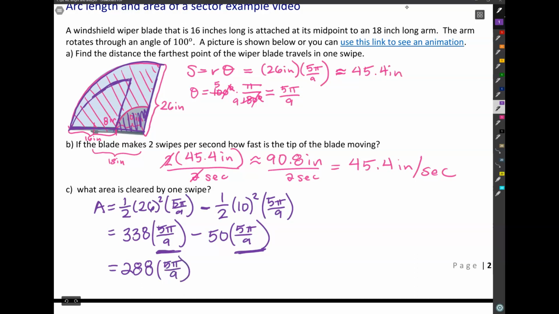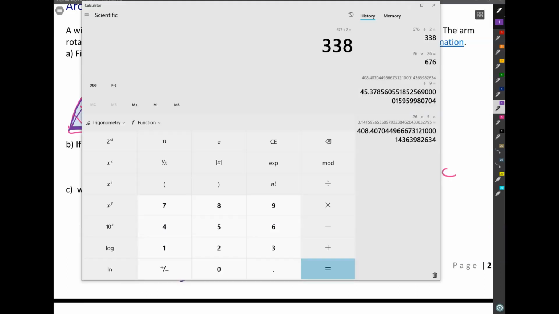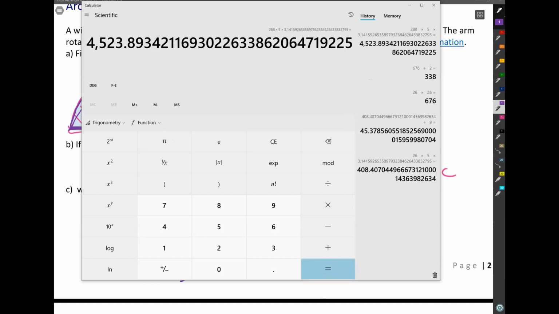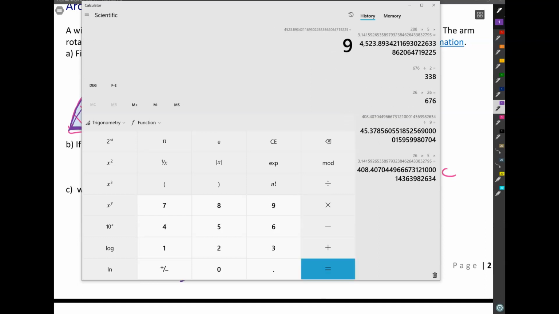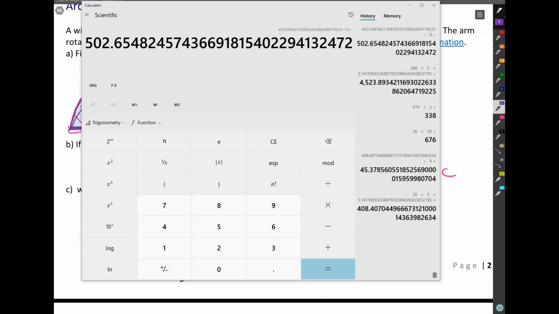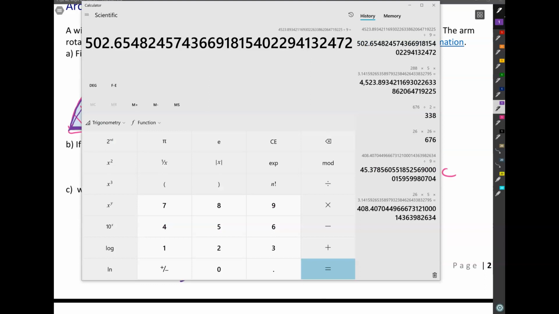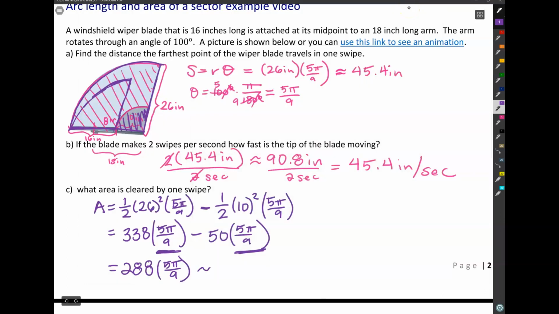And that I am going to go ahead and give to my calculator. So 288 times 5 times pi divided by 9. 502 point, oh, hold on, I closed it too fast. 502.7 roughly. About 502.7 square inches for that one.